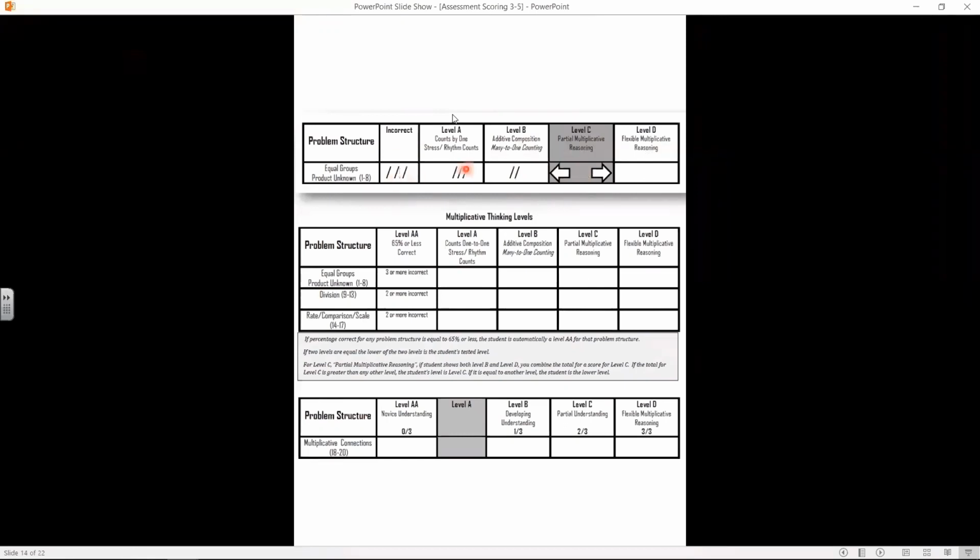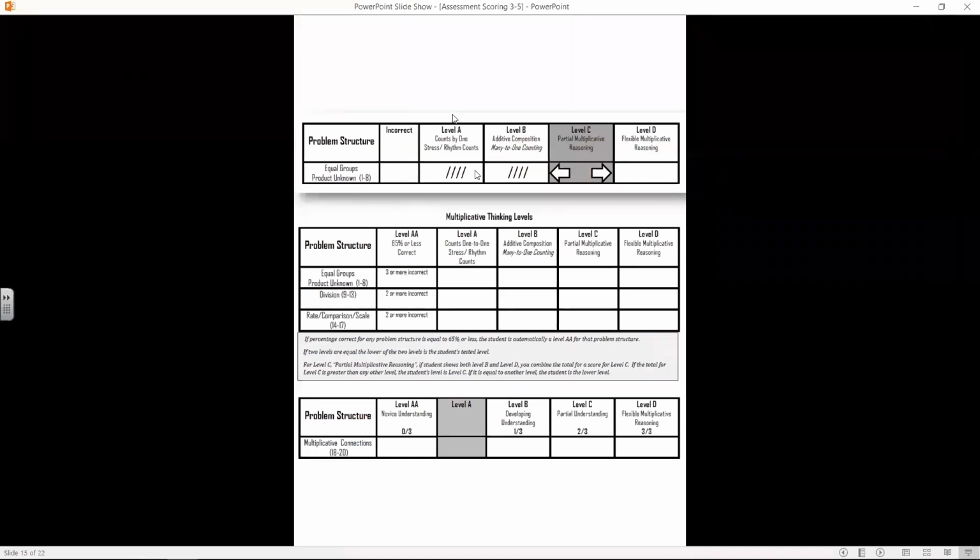All right, let's take a look at this one now. Equal groups. They got 3 incorrect, and then 3, and then 2. And we know that anytime they get 3 or more incorrect, they automatically default to level A, and they would be level AA. And remember, these are just hypothetical. It's not often you'll see students who are skip counting also get 3 wrong. Normally kids who get a lot wrong are also level A kids.